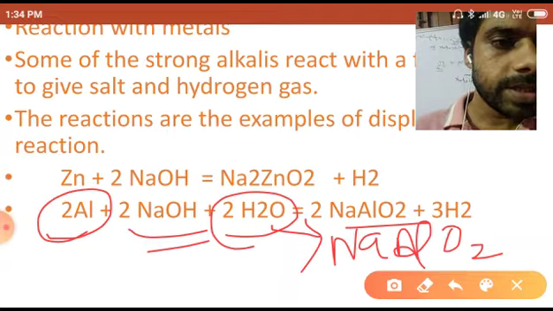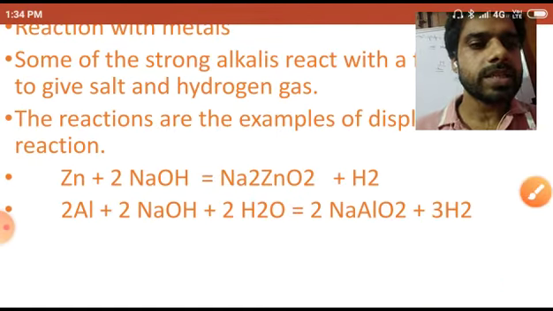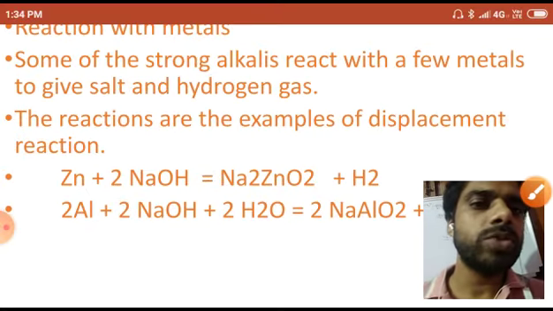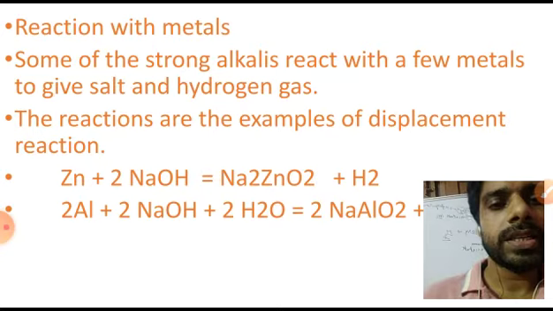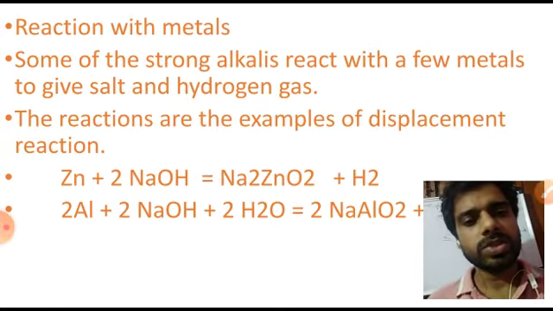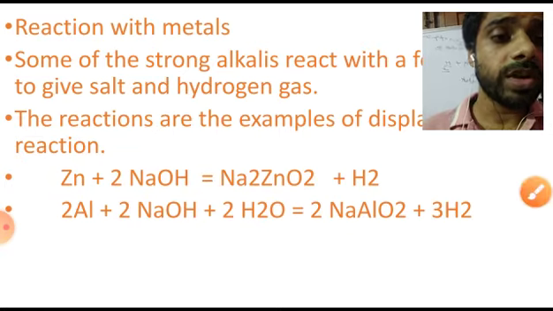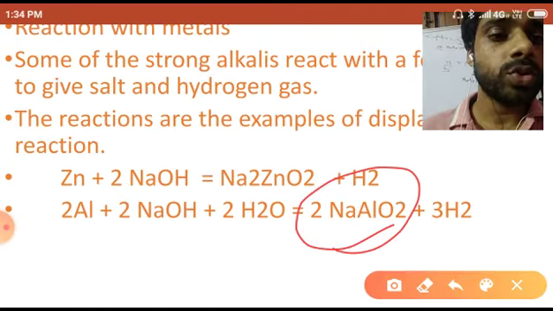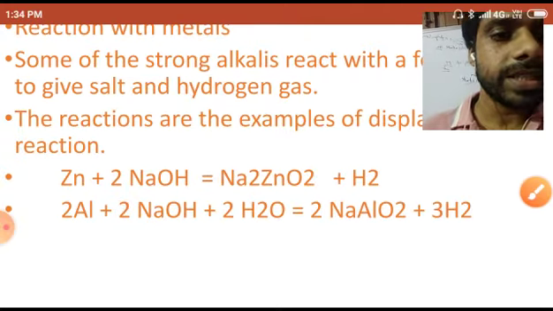NaAlO2 plus 3H2. Okay now, so you can see everywhere, these are some of the elements that actually react with a strong alkali. Okay, strong alkalis. The rest, many of the metals, do not react with strong alkalis to form sodium zincate and so on. This one is called sodium aluminate. This one is sodium aluminate. This one is sodium zincate.